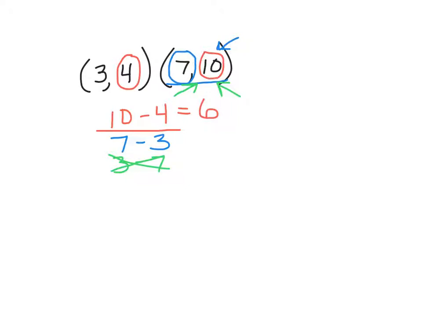If I continue this the correct way, 7 minus 3 is equal to 4. This has a slope of 6 over 4, which, by the way, if I wanted to, I could say is the same thing as 3 over 2. And either one of those answers would be acceptable.